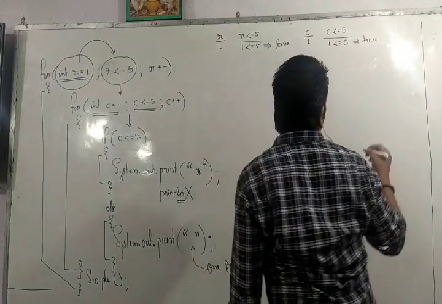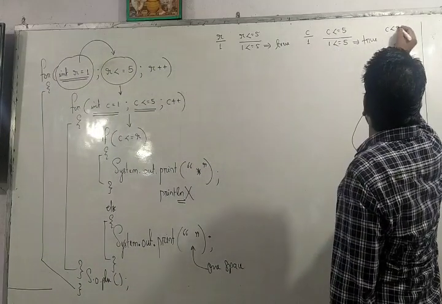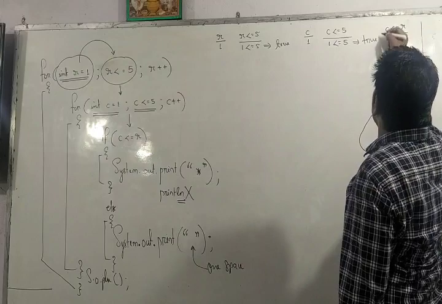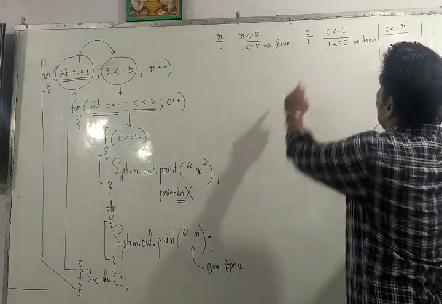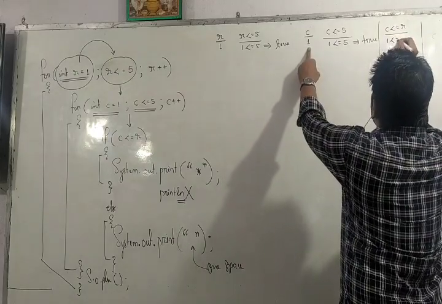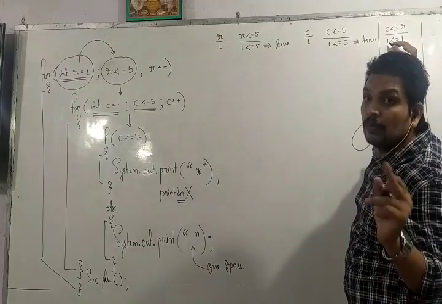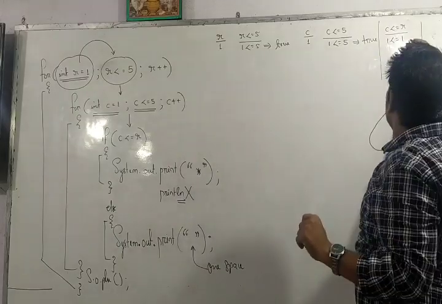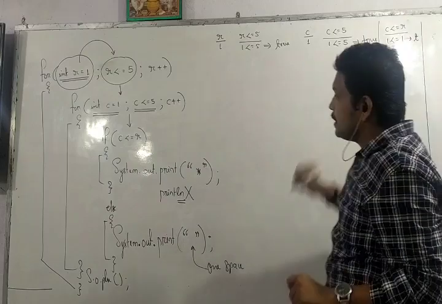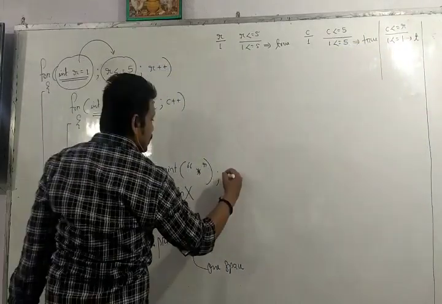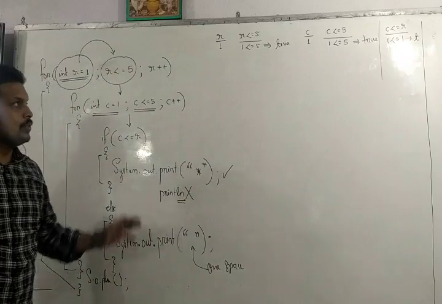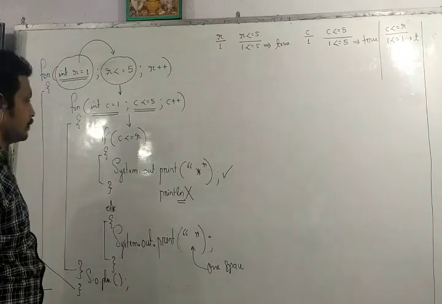What is the second condition? C is less than equal to R. So what is C less than equal to R? It is 1 less than equal to 1. Is 1 less than 1? No. But is 1 equal to 1? Yes. So it is giving true. If it is giving true, it means star will be printed.